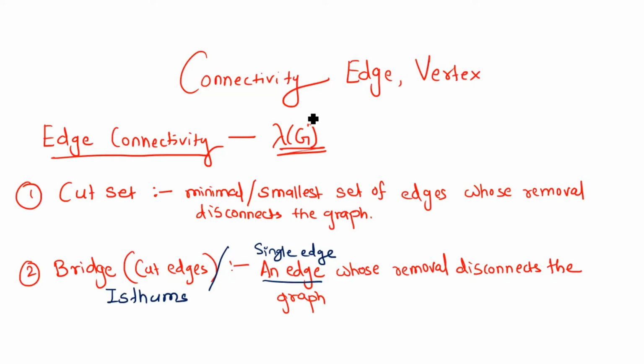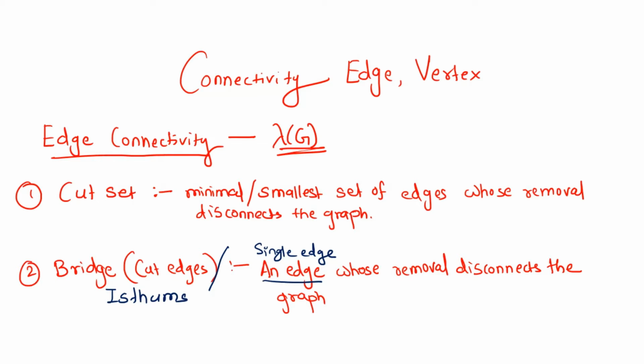In this video, we are going to understand what edge connectivity is and what vertex connectivity is. For edge connectivity, we need to understand what a cut set is. Edge connectivity of a graph is represented by lambda of G. And what is a cut set? A cut set is a minimal or smallest set of edges whose removal disconnects your graph.